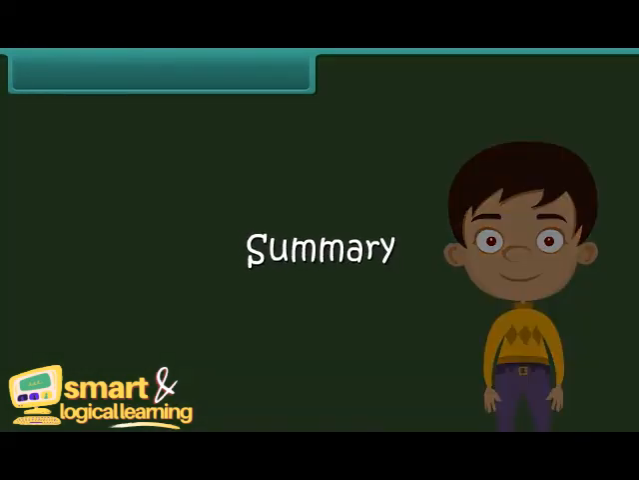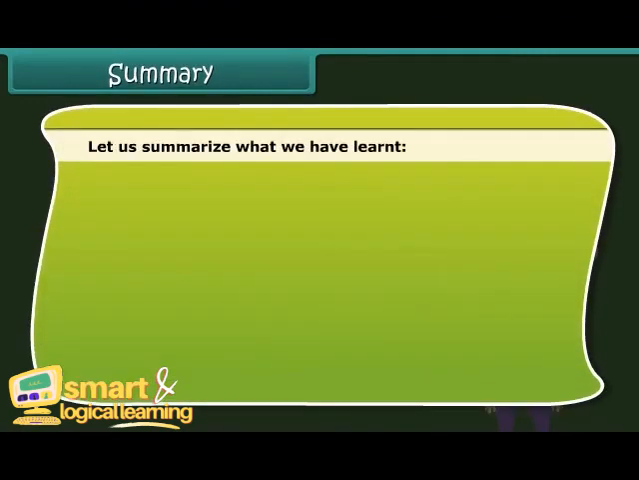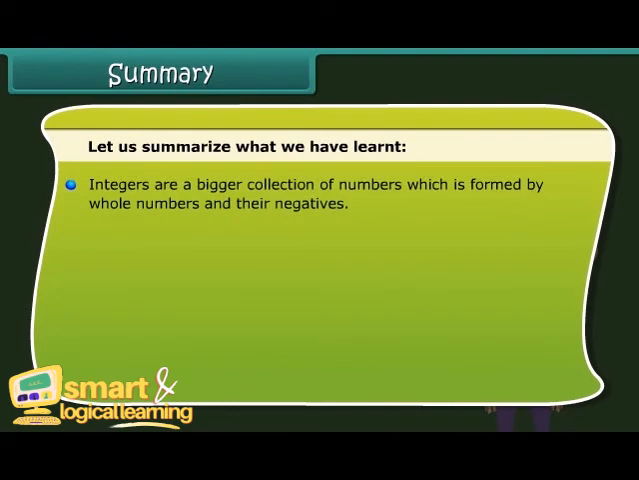Summary. Let us summarize what we have learned. Integers are a bigger collection of numbers which is formed by whole numbers and their negatives.